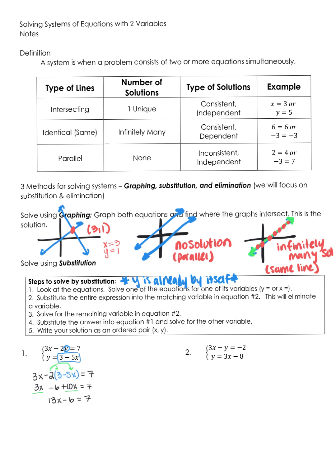And now that we have all the like terms combined on this side, then I can go ahead and start solving. So we'll add 6. And you'll have 13x is equal to 13. And then we'll divide by 13. And we'll get x equals 1.